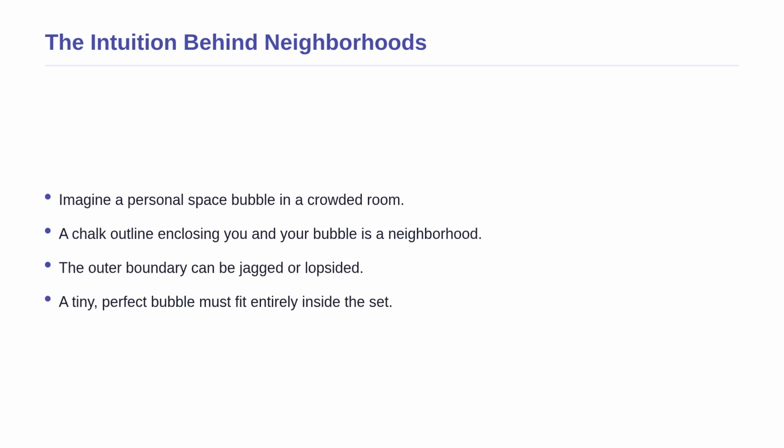Imagine you are standing in a crowded room. Your personal space is a small, invisible bubble around you. If we draw a large, weirdly shaped chalk outline on the floor that completely encloses you and your personal space bubble, that outline is your neighborhood. In mathematics, it does not matter how jagged or strange the outer boundary of a set is. The only strict requirement is that you can inflate at least a tiny, perfect mathematical bubble around your point, and that entire bubble stays completely inside the set.